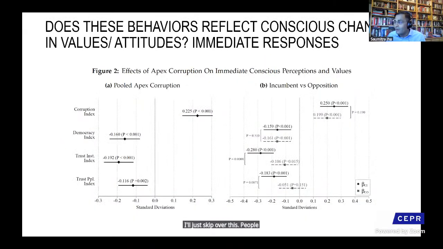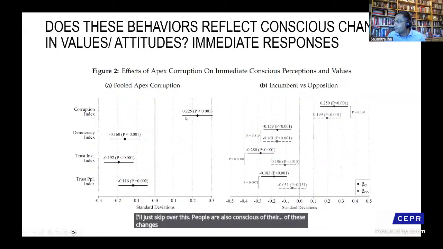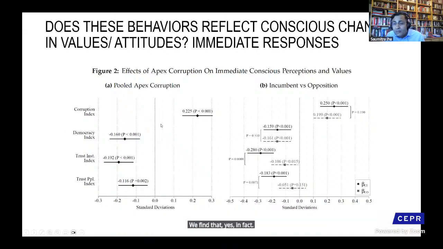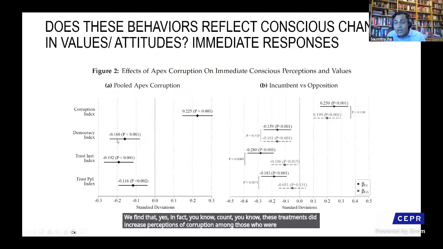People are also conscious of these changes. So if we ask them various questions on whether they thought corruption was important, the main issue in their society, and various metrics of support for democracy, trust in institutions, and trust in others, we find that yes, in fact, these treatments did increase perceptions of corruption among those who were treated. And they did undermine people's support for democracy and their trust in institutions and others.